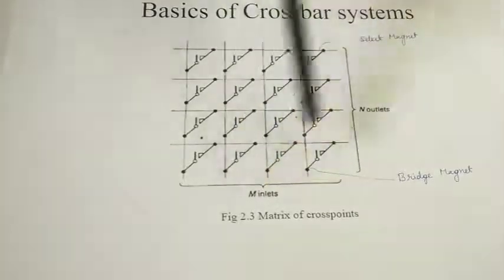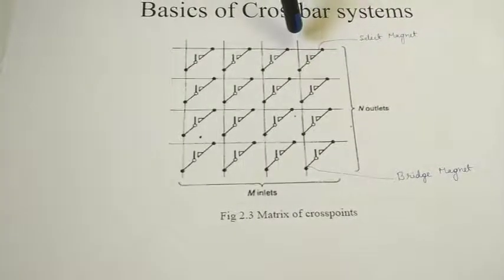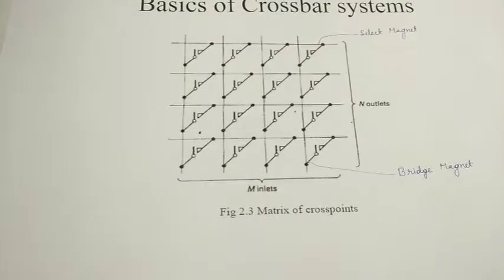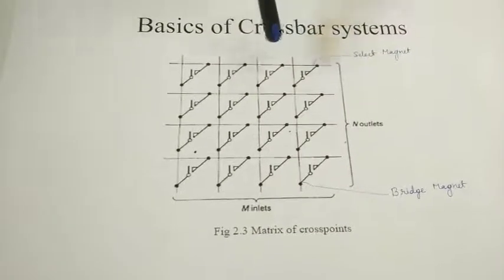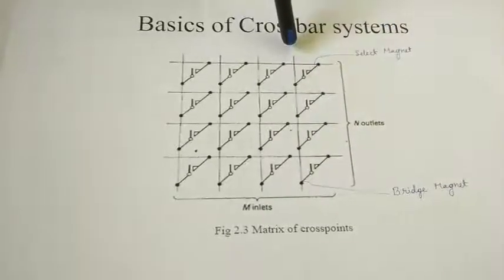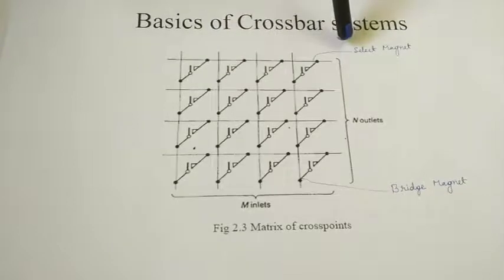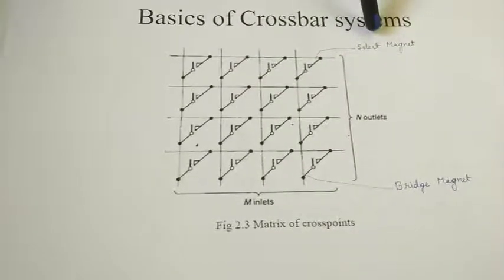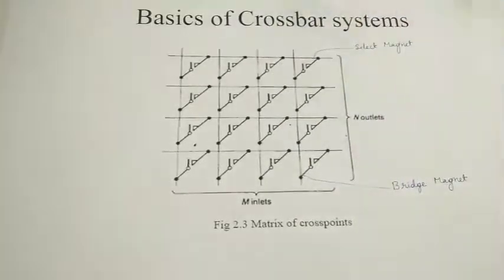It has M inlets and N outlets. Both are connected at one point. Because they are connected crossly, it is called a crossbar system, which is operated by two magnets. One magnet operates on the vertical side and another on the horizontal side. The horizontal magnet is named the select magnet. The vertical magnet is called the bridge magnet.